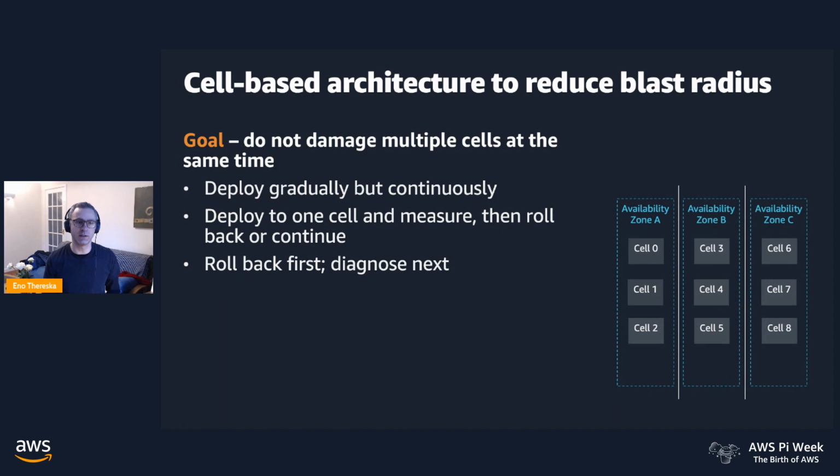And then we have this technique that if there is a problem, we first always roll back. We don't attempt to diagnose the problem live. And then once we fix the problem, then we proceed and deploy it again, right? So cell-based architecture is going to be super important to reduce the blast radius and super important to maintain high availability.